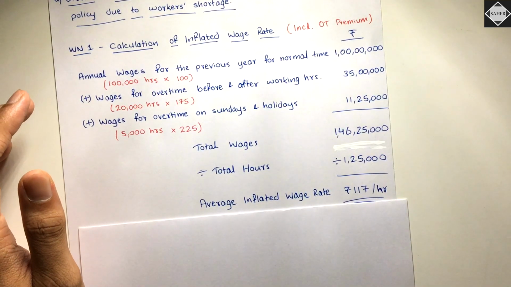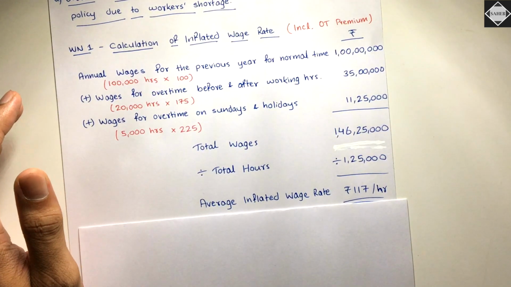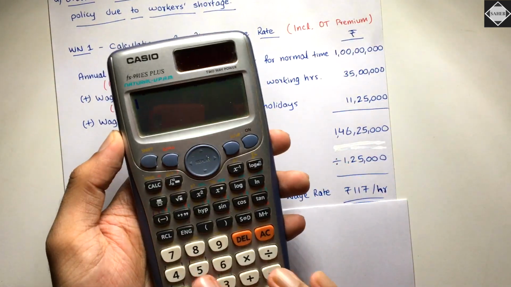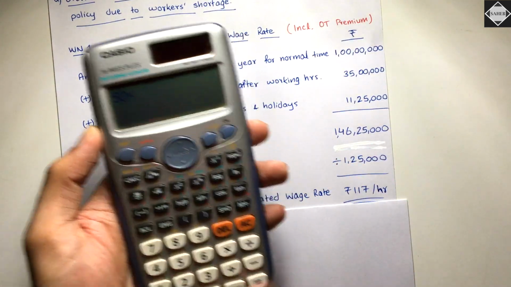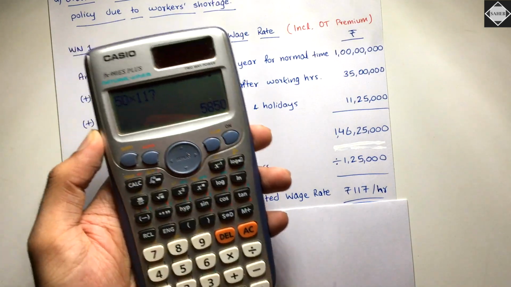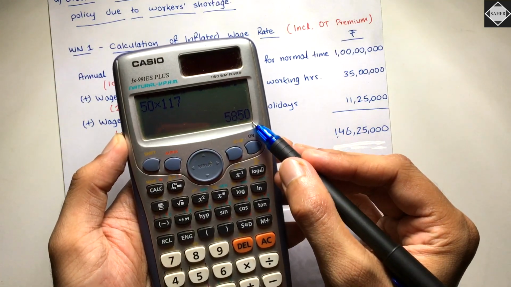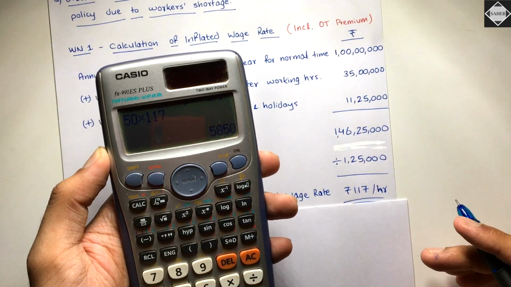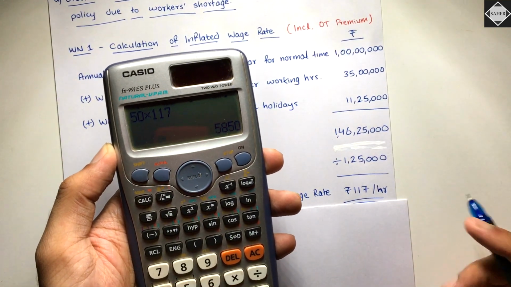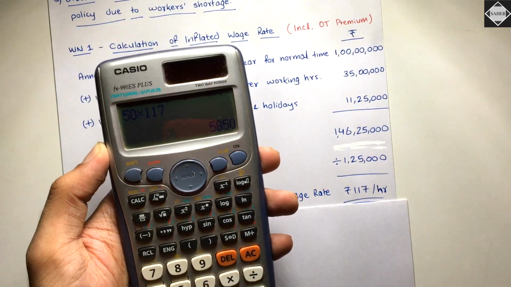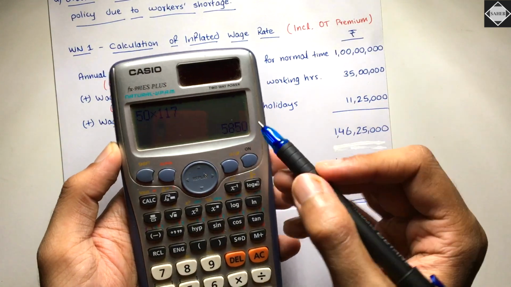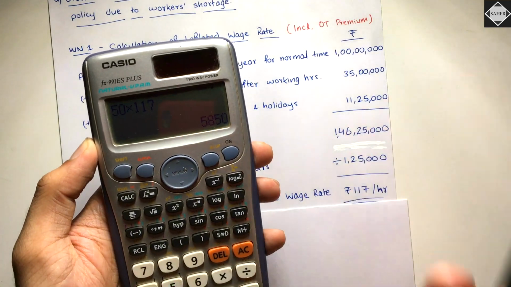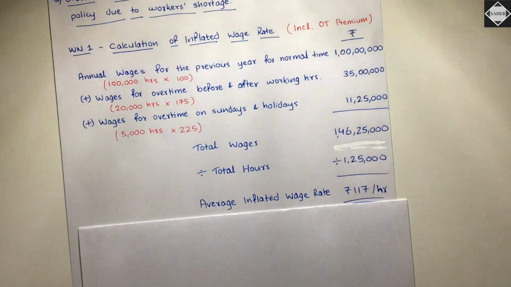Is that clear? Let's just say another job came for 50 hours. 50 hours work has been done on that. Overtime is also there. So 50 into this 117, that's equal to 5,850. This is the cost that will be allocated to that job. Is that clear? 5,850, just an example I'm telling you. So in this there is what? Everything. Normal wages as well as overtime, and then overtime premium also. Is it clear? Everything is included in that.